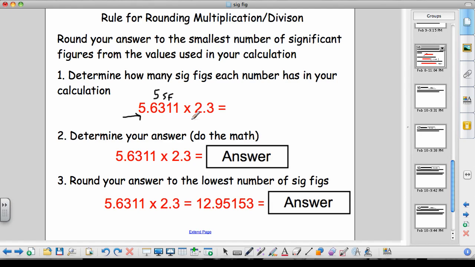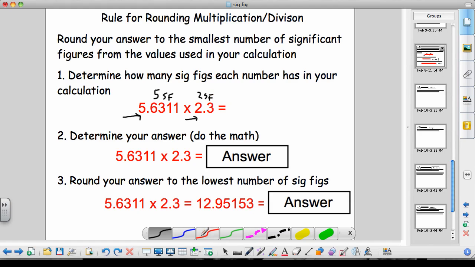When I look at my other value here, 2.3, again the decimal is present, so I'm going to be coming across it from the left side, the Pacific side. Moving across this, I see that the 2 and the 3 are both significant. So this value here has 2 sig figs. So that is step number 1, taking a look at both numbers and how many sig figs they have. Step number 2 is actually doing the math.